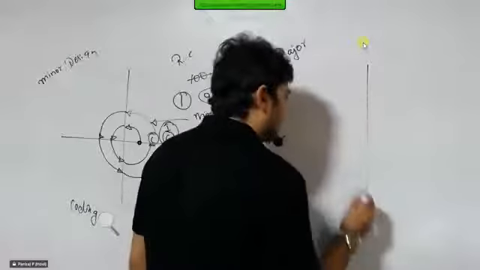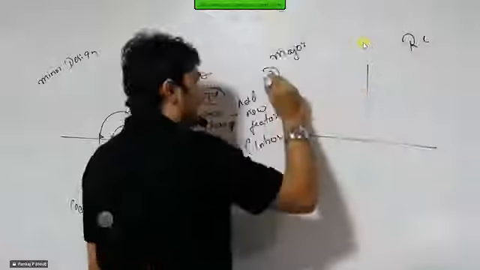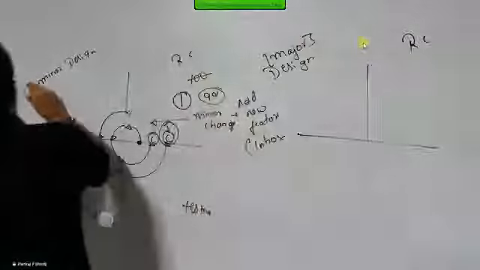Let's see that here. Imagine this is where we are doing major change, requirement collection. Then we have got design, right?